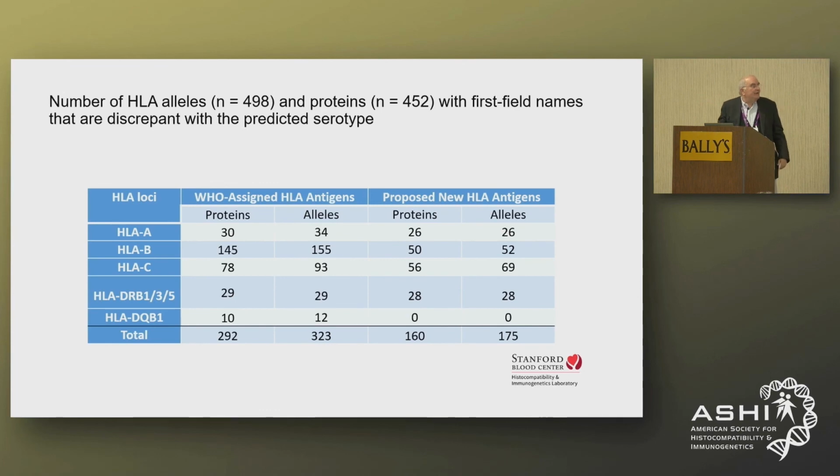So we found in our data set 498 proteins, or 452 proteins, where the first field does not coincide with the serotype that we proposed there. And indeed, this fixes a gap, like the one I mentioned for B4802 as well.